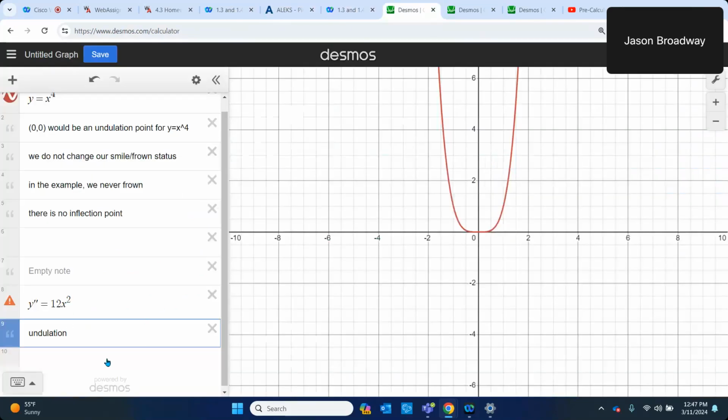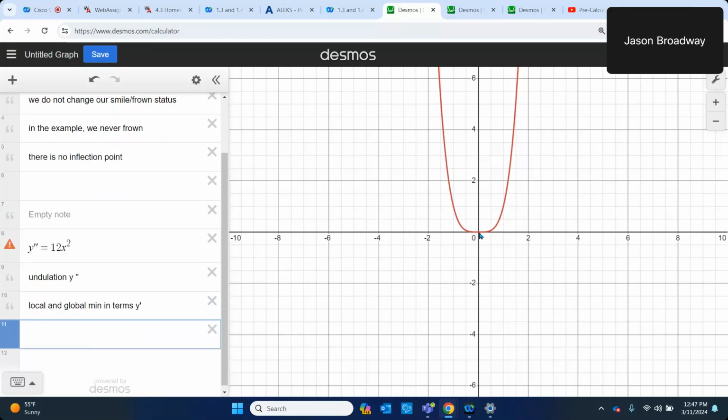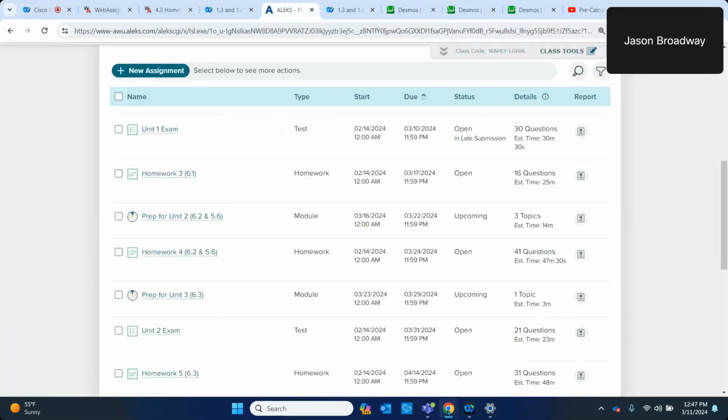And now, what about in terms of y prime? It is a local and global minimum, right? If you just look at the first derivative, the slope derivative y prime, obviously it's a local and global minimum. It's pretty clear there, right? So it's an undulation, a local and global minimum. You can get all sorts of garden variety things.